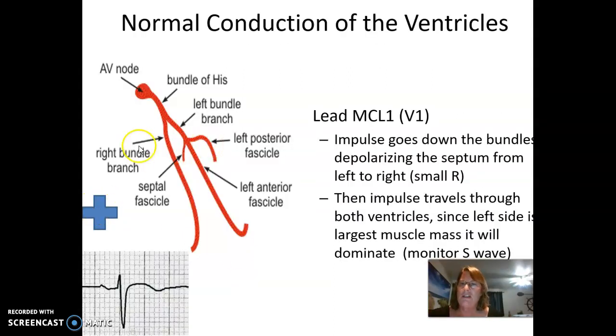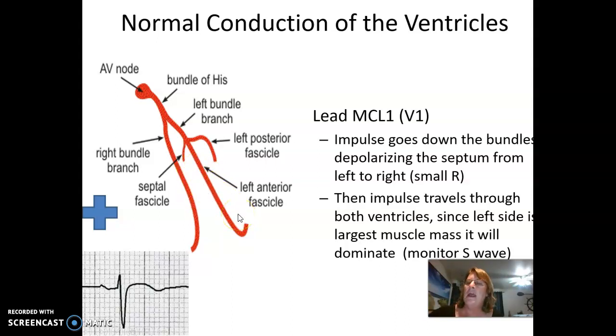So normal conduction of your ventricles, it starts in the SA node, travels through the atrial pathways, comes to the AV node. AV node holds it for about 0.08 seconds, comes down my bundle of His, and then it comes down my right and left bundle branches. So normally your left side has 2 fascicles to it. Depolarization is faster on the left side than it is the right side, so it'll come down this left side a little quicker.